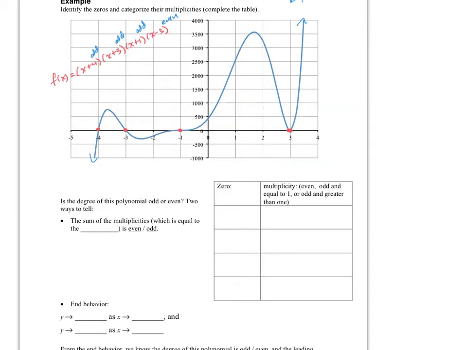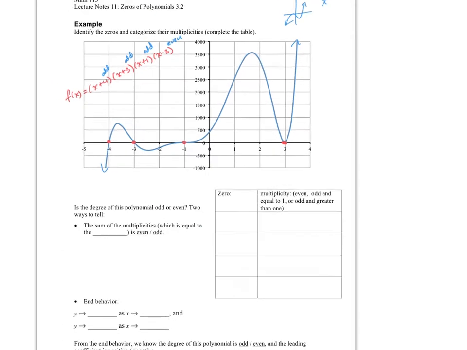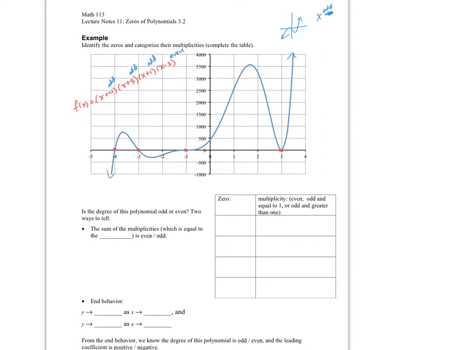Now I already talked about this part: is the degree of the polynomial odd or even? I mentioned that in this part. We already said it has to be odd, and you can see that from the shape, because this way goes down, this goes up. If it was even, remember, it would have to look like this, or like this. So clearly this is odd.